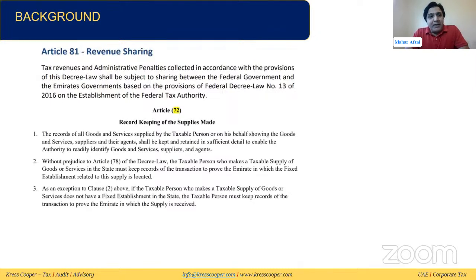In our previous VAT law, which has been revised till now, Article 72 says that the record of all goods and services supplied by the taxable person, or goods or services supplied by the agent, shall be kept and retained. So basically, whoever is the taxable person needs to maintain the record. Subclause 2 of Article 72 is very important, where it is mentioned that the taxable person who makes a taxable supply of goods and services in the state must keep the record to prove the Emirate. This is the reason basically.